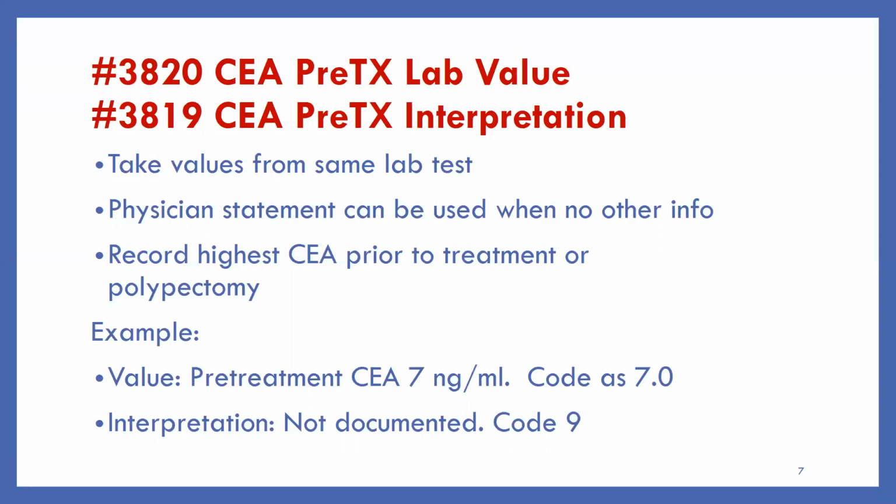So take these values from the same lab test. If you don't have the test, but the physician states a value or an interpretation, you can use that. Code the highest CEA prior to treatment or prior to a polypectomy. So if you have a pre-treatment CEA, the value, you would code that as a 7, but they have not given you what the range is for a normal range. So your interpretation is not documented and you would code a 9.